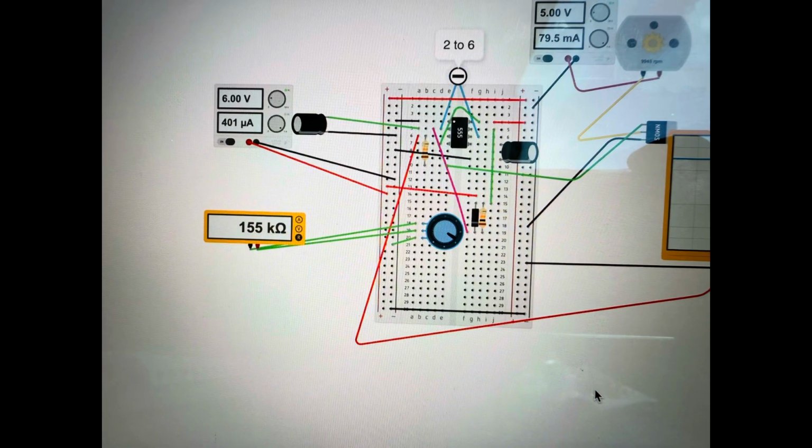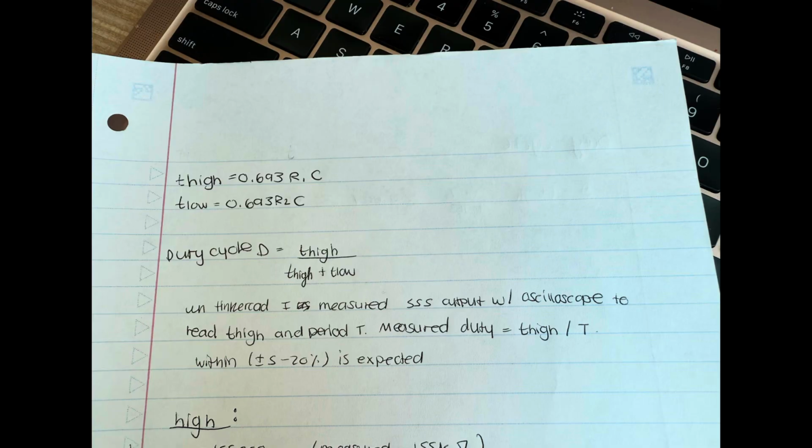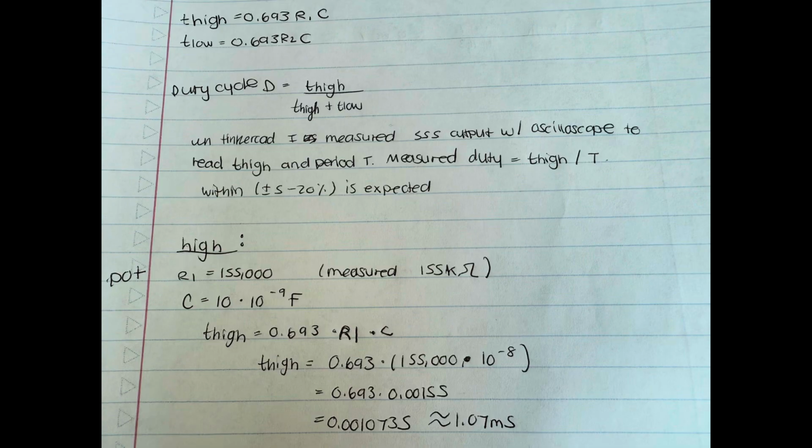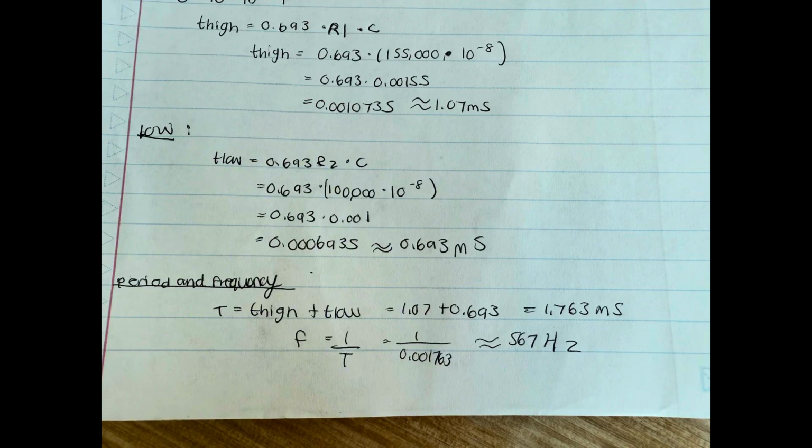To verify the circuit, I measured the gate waveform with the oscilloscope in TINKERCAD, and then I also measured the resistance on the potentiometer. So since this is a 555 timer in an astable mode that generates PWM pulses to control a motor through a MOSFET, the potentiometer acts as R1, which I set to 155 kiloohms, while R2 is fixed at 100 kiloohms, and the timing capacitor is 0.01 microfarads.